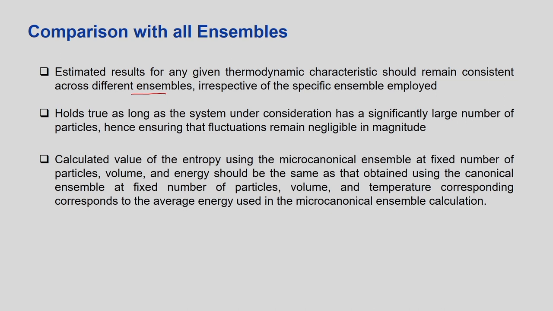So whichever ensemble you are choosing, if the conditions can be equivalent, then you should get the same value of the thermodynamic property. Obviously these values will only be true when the number of molecules is significantly high, because the fluctuation is proportional to 1 upon root of N. So as N goes to infinity or N goes to Avogadro number, this fluctuation 1 upon root of Avogadro's number is lesser and lesser. So you can always compare the thermodynamic properties obtained across ensembles when the number of molecules or particles is pretty large, towards Avogadro's number.